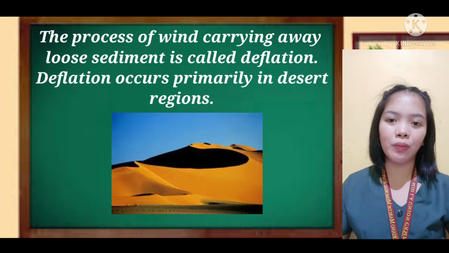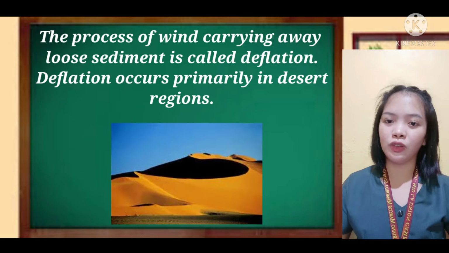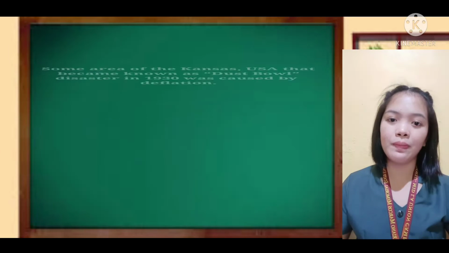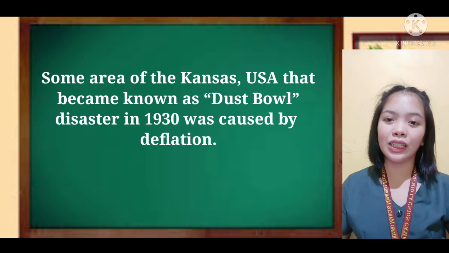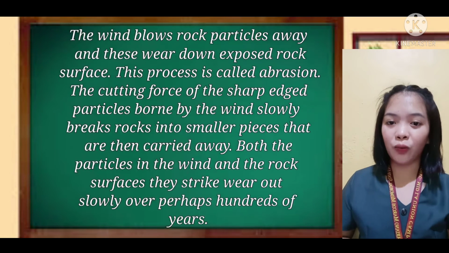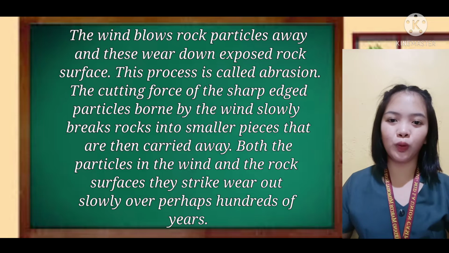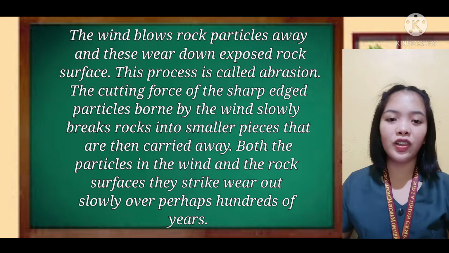The large pebbles left behind form a hard surface called desert pavement. Some areas of Kansas, USA became known as the Dust Bowl, a disaster in the 1930s caused by deflation. The wind blows rock particles away and these wear down exposed rock surfaces. This process is called abrasion.